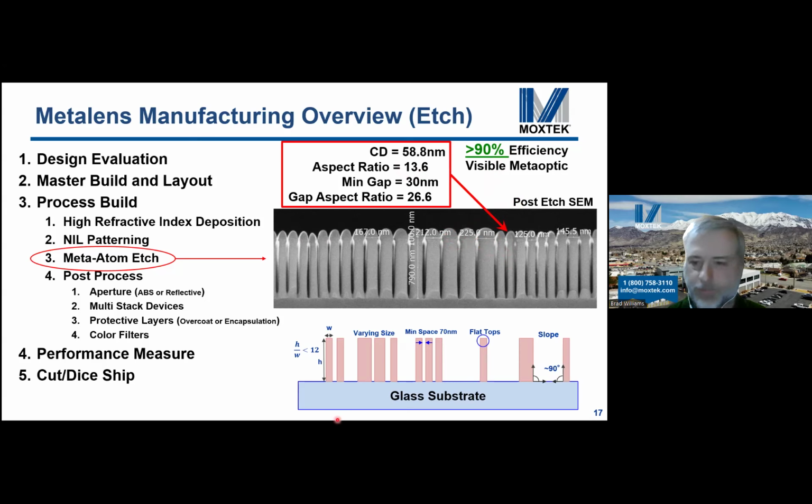But here's a little graphic of all the different process parameters you need to achieve to make a meta device. And one thing to note is flat tops. So we take off our mask material and then we have flat tops. But anyway, you approach a 90-degree sidewall, you've got these minimum spaces, you've got varying sizes, and you try to get an aspect ratio of 12 or above.